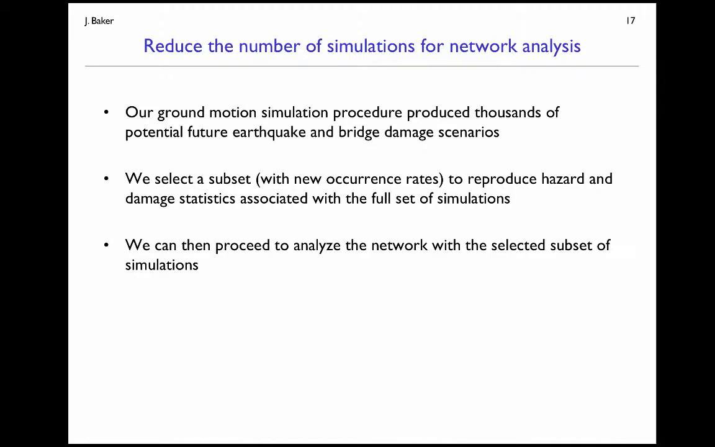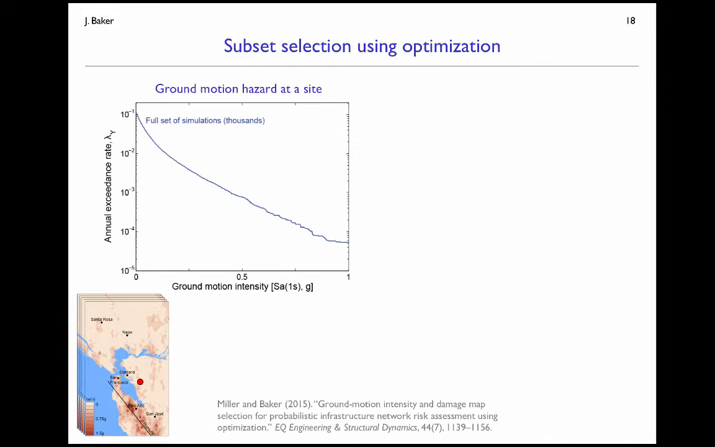So what we do is take these thousands of simulations up to this point, select a subset of those realizations, and recalibrate the occurrence rates so that we have a reduced set of ground motion and damage simulations that represent the full probabilistic suite that we've produced so far. Let me give you a couple of highlights of that. I'll note there's a reference at the bottom to a paper that provides much more detail for those of you interested in digging into this a little deeper.